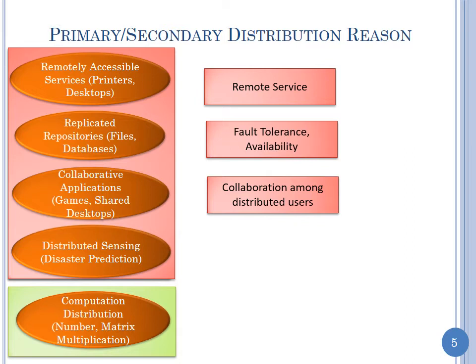A remote service also, you can argue that if you could have these services, you could have a printer locally, so you don't need it. But if you're at home and you want to access your desktop, then you inherently need distributed computing.